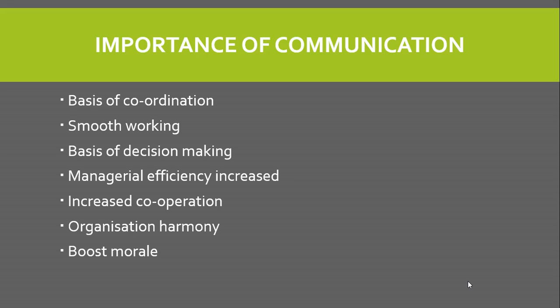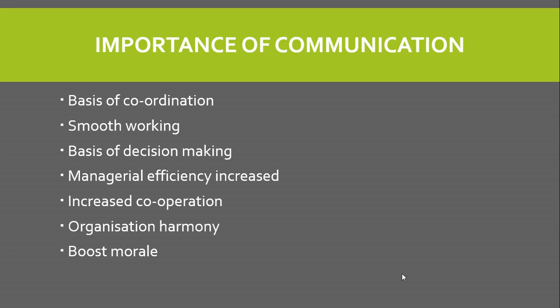3. Basis of decision making. Proper communication provides information to the manager that is useful for decision making. No decisions could be taken in the absence of information. Thus, communication is the basis for taking the right decisions. 4. Managerial efficiency increased. The manager conveys the targets and issues instructions and allocates jobs to the subordinates. All of these aspects involve communication. Thus, communication is essential for the quick and effective performance of the managers and the entire organization.